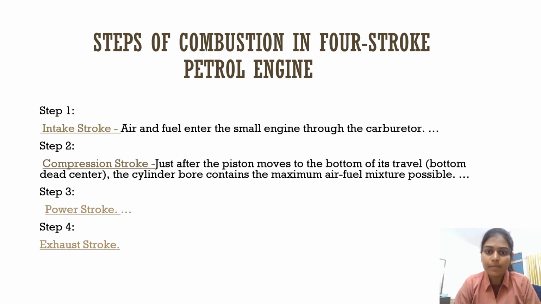The steps of combustion in 4-stroke petrol engine are the following. Step 1 is intake stroke. Air and fuel enter the small engine through the carburetor. Step 2 is compression stroke. Just after the piston moves to the bottom of its travel, bottom dead center, the cylinder bore contains the maximum air-fuel mixture possible. Step 3 is power stroke and step 4 is exhaust stroke.